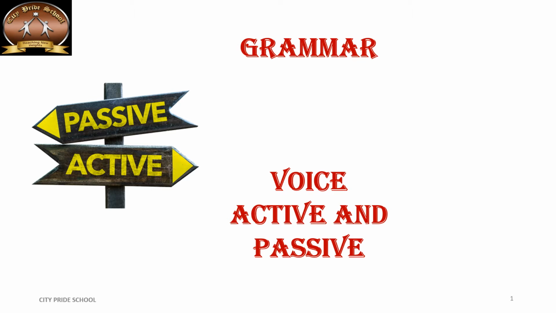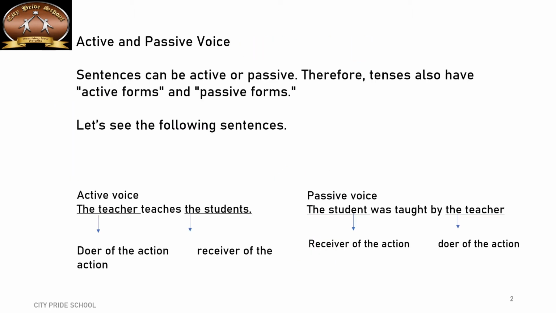In the last chapter we studied what active voice is. A sentence is said to be in active voice when the subject is the doer of the action, and it is said to be in passive voice when the subject is the receiver of an action. Got it? Today we will see how to identify the doer of the action and the receiver of the action, and then we'll proceed. The sentences, as I told you, can be either active or passive.